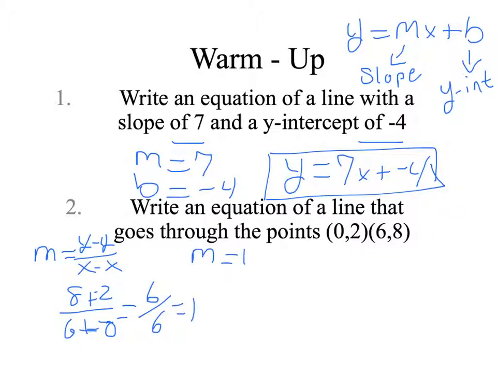So my slope is 1. My b value in this case was actually very nice. They gave it to me. It's the (0, 2). Any ordered pair that has a 0 as the x value is actually your y-intercept value. So as long as you can recognize that, you then don't have to go through the work of finding b. So again, writing the equation, y equals 1x plus 2 for the second problem.